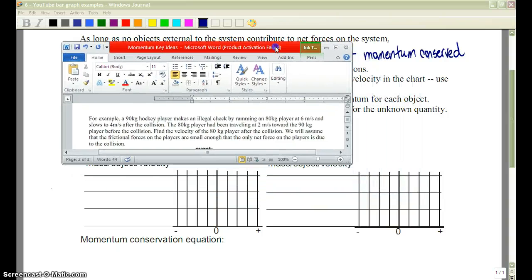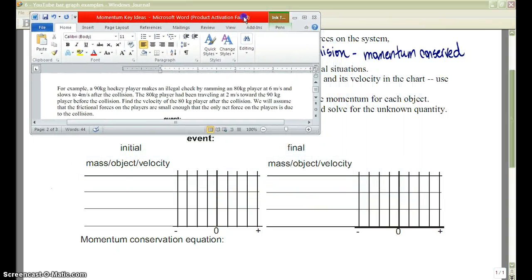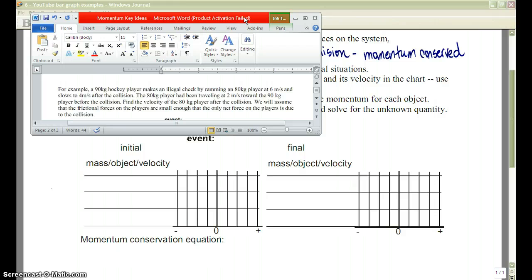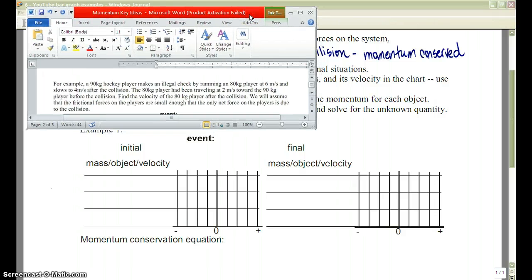I'm just going to move it up here out of the way so that we can see what we're working with. For our first example, let's say we have a 90-kilogram hockey player. He makes an illegal check by ramming an 80-kilogram player at 6 meters per second and slows down to 4 meters per second after the collision. The 80-kilogram player was traveling at 2 meters per second towards the 90-kilogram player, and we want to figure out the velocity of the 80-kilogram player after the collision.